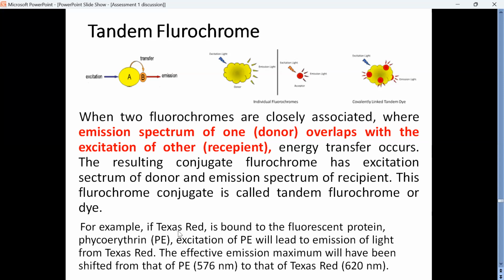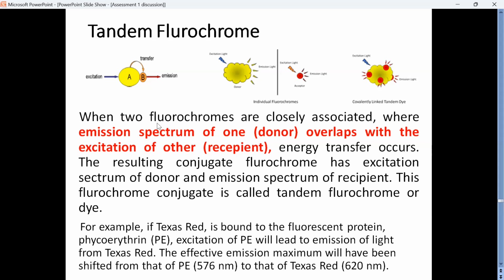This is an example where Texas red is bound to a parent or donor fluorochrome P. Here Texas red is the recipient fluorochrome and the donor or parent fluorochrome is P. Now when we are using this tandem combination, called P Texas red or ECD, the excitation of this tandem will be the same as that of P, the blue laser at 488 nanometer. But the emission will not be that of P, it will be that of Texas red, which is 620 nanometer. That is called a tandem fluorochrome.